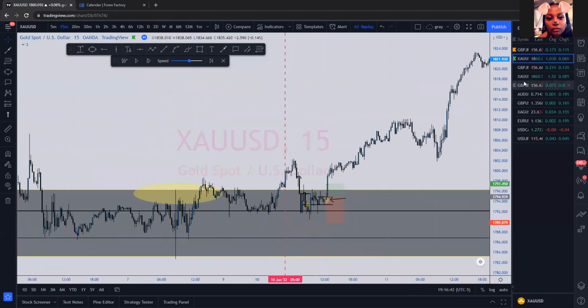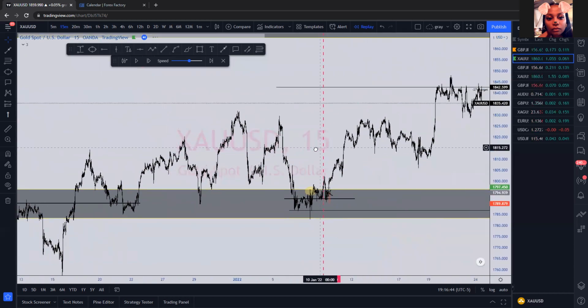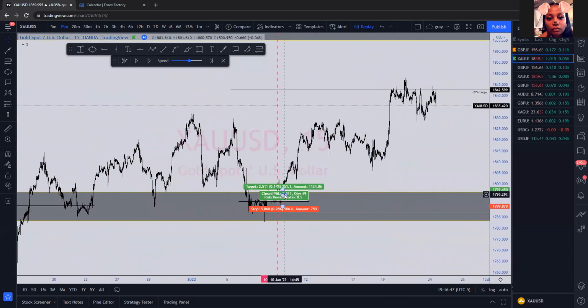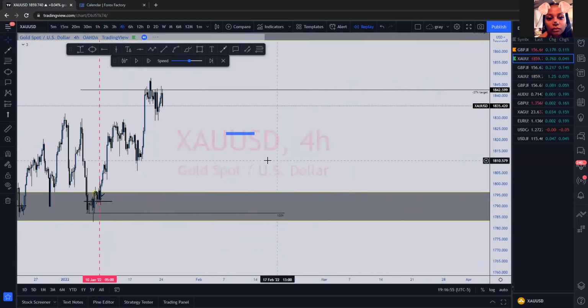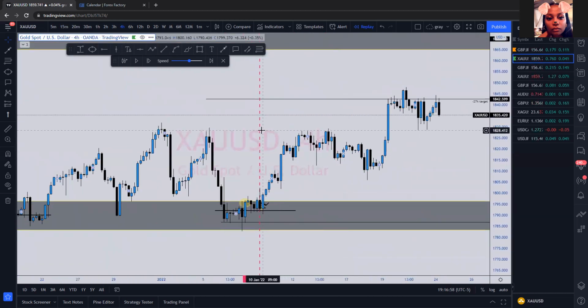So yeah, the take profit could have been very, very far and it would have never looked back. See, that would have been it. But then, okay, what if you didn't catch that entry? Then that would be fine.